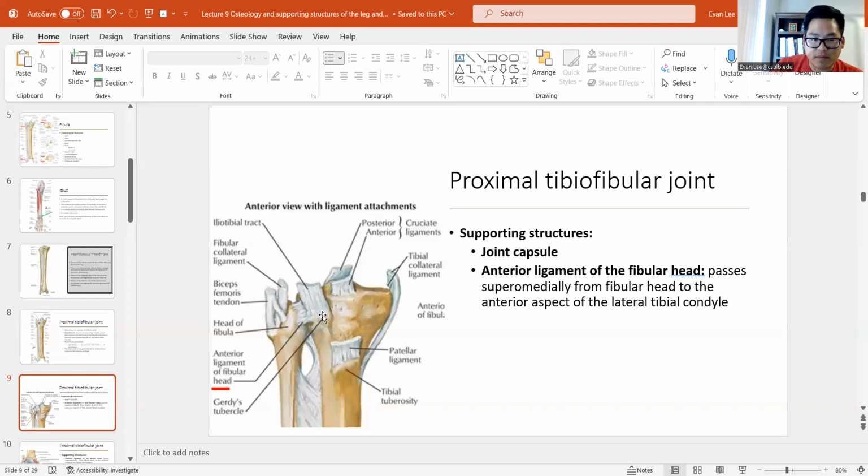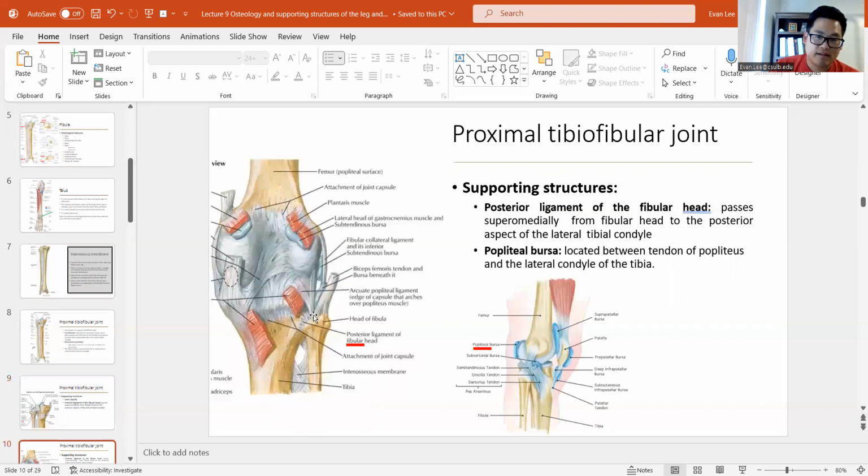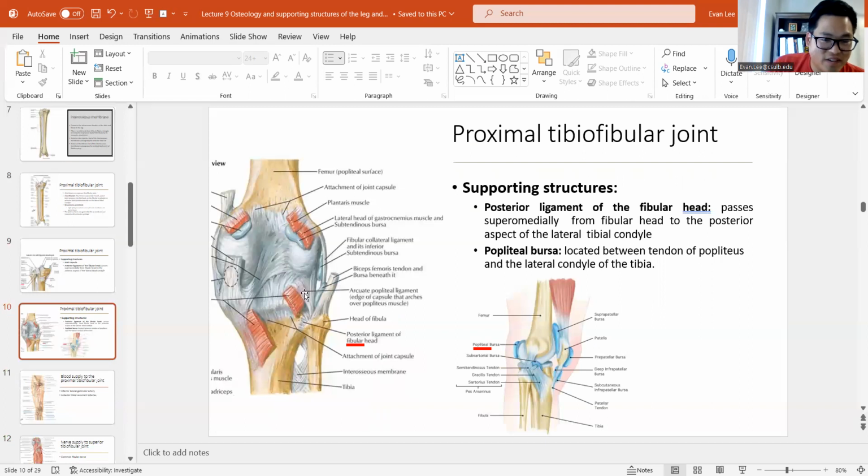This is the front of the tibia and fibula, so this is the anterior ligament of the fibular head. So the anterior ligament of the fibular head is on the front. Guess what's on the back? Over here, you have the posterior ligament of the fibular head.